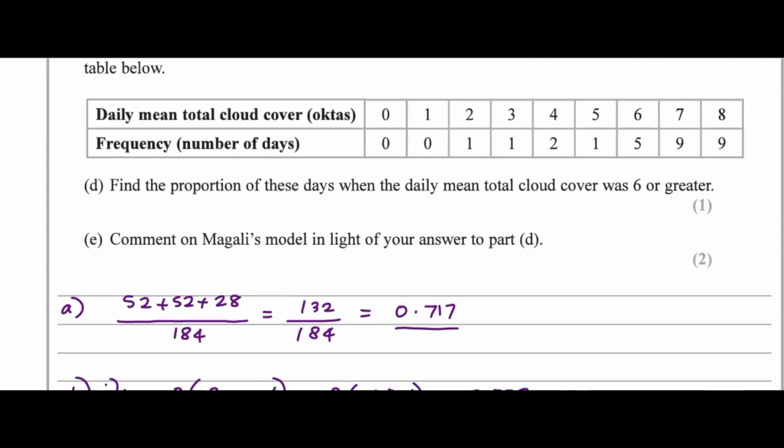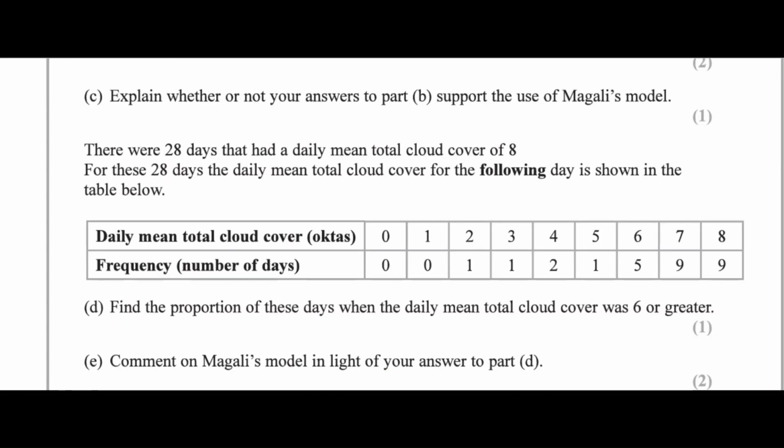Part D. There were 28 days that had a daily mean total cloud cover of 8. For these 28 days, the daily mean total cloud cover for the following day is shown in the table below. Find the proportion of these days when the daily mean total cloud cover was 6 or greater.